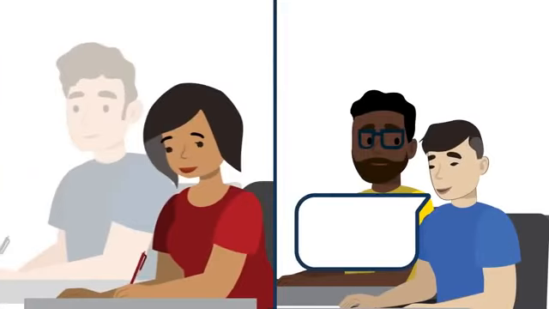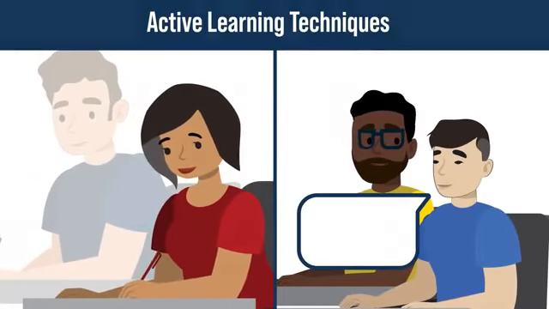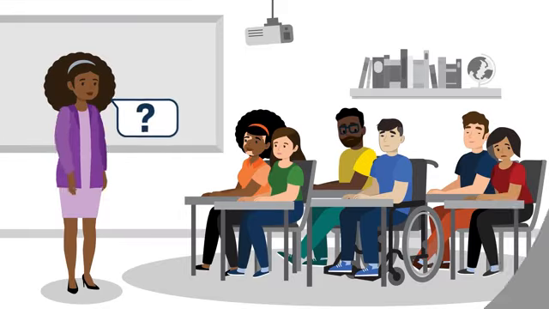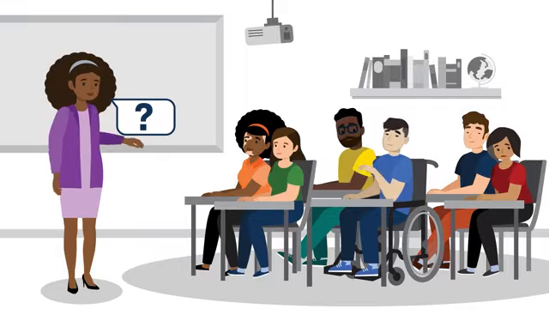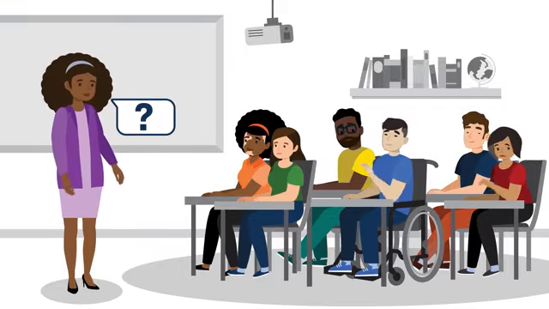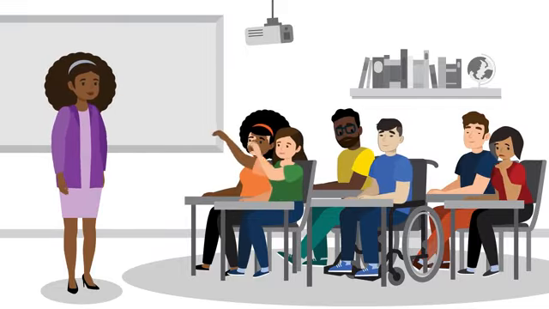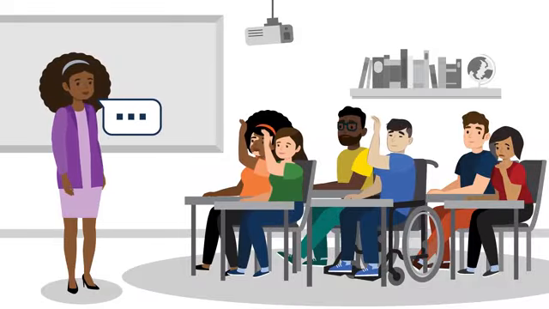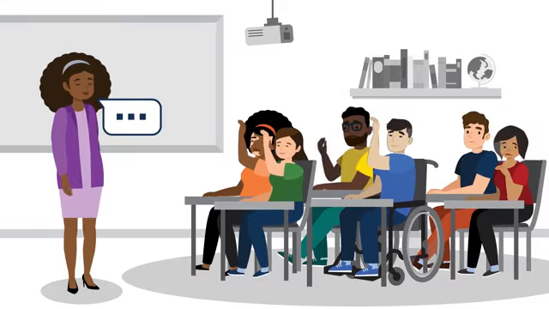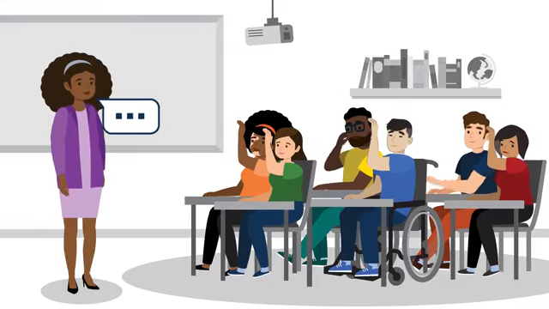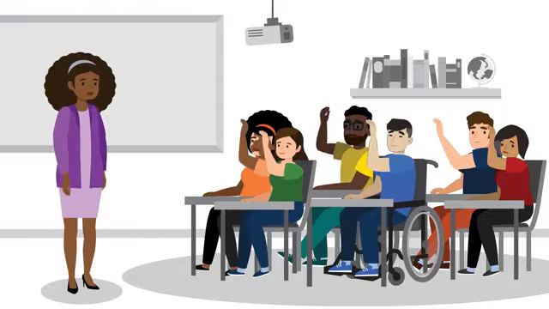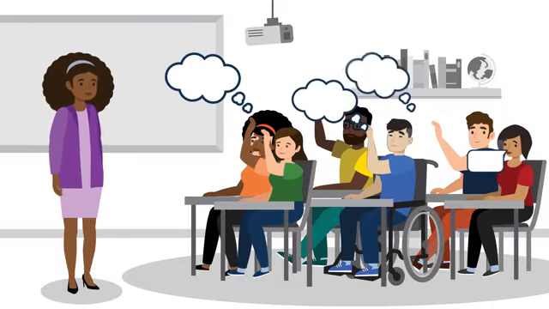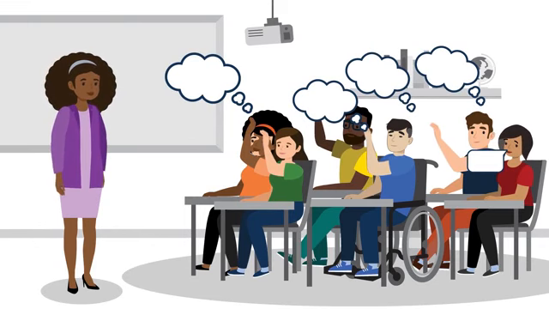To help in this situation, we can turn to active learning techniques such as a 1-minute essay or a think, pair, share. These activities effectively provide a minute or two for all the students to think about the question and participate in the learning process before asking anyone to answer. Another strategy is to tell the students that you won't call on anyone until you see a certain number of hands raised. Techniques like these provide enough time for all the students to think through a question, which increases the number of students who are willing to participate in class discussions.